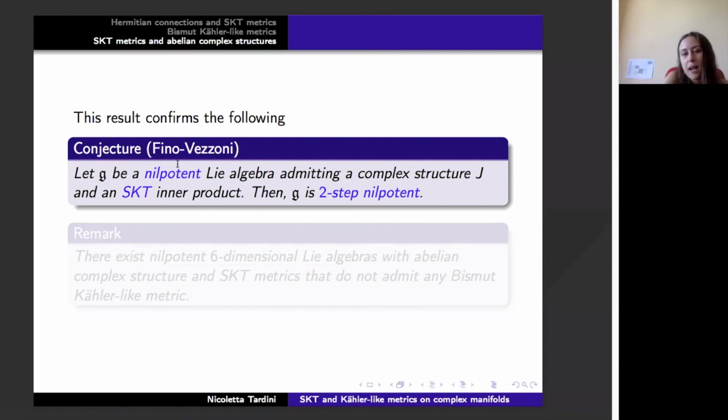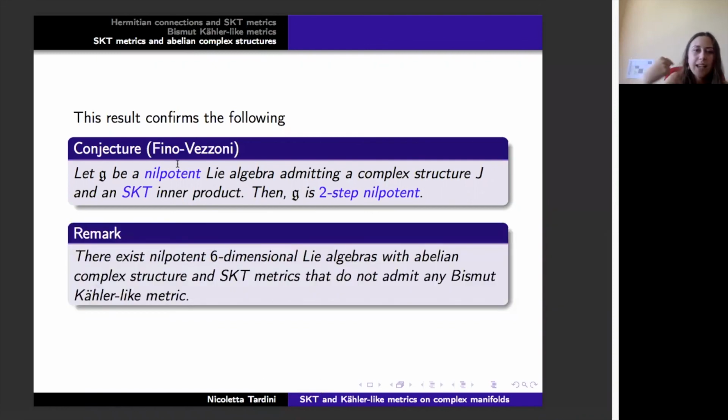And just to go back to the Kähler-like symmetries. If you remember, we started with that result saying that in the nilpotent case, if you have a Bismut Kähler-like metric, then the complex structure must be abelian. So we thought, maybe in low dimension, when the complex structure is abelian, in the nilpotent case, the Lie algebras with SKT metrics coincide with the Lie algebras with Bismut Kähler-like metrics. Maybe in that case it is so particular that the two conditions coincide, but this is not the case.